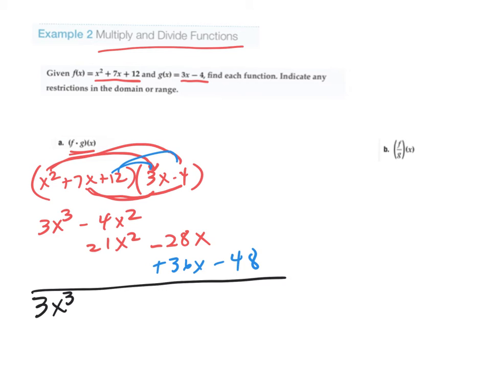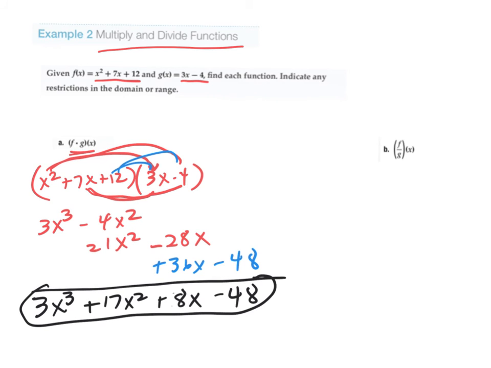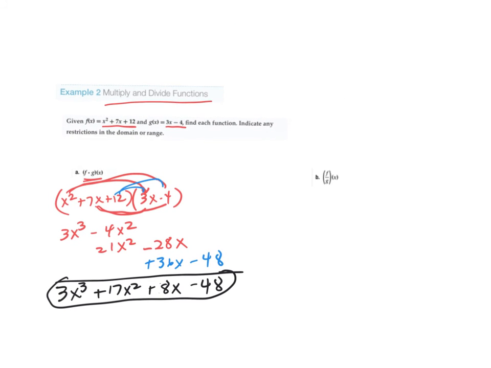If I add these two, I'm going to get 17x squared. And if I add the x terms correctly, that would be 8x, and then minus 48 to nothing is a minus 48. So multiplication is simply distributing, and then after distributing, adding the like terms.